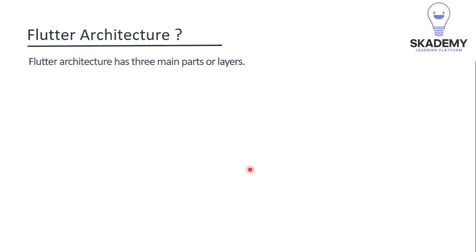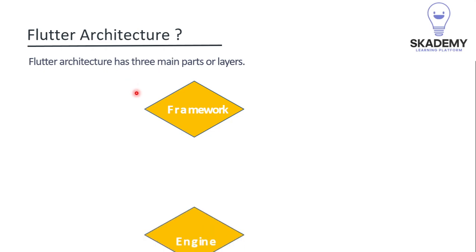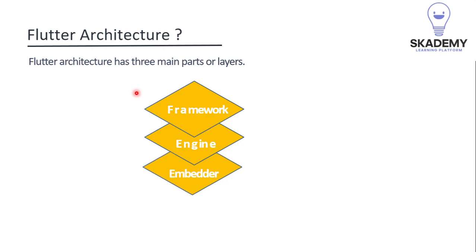Let's understand with the figure. Flutter architecture has three main parts or layers. The first layer is the framework layer, the second is the engine layer, and the third is the embedder layer. A developer interacts with the framework layer. When we write code for Flutter and design the widgets, we are working on this layer.